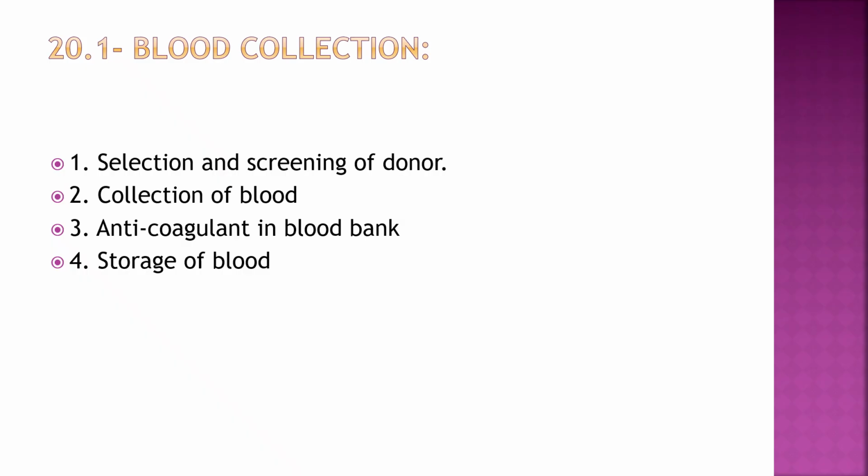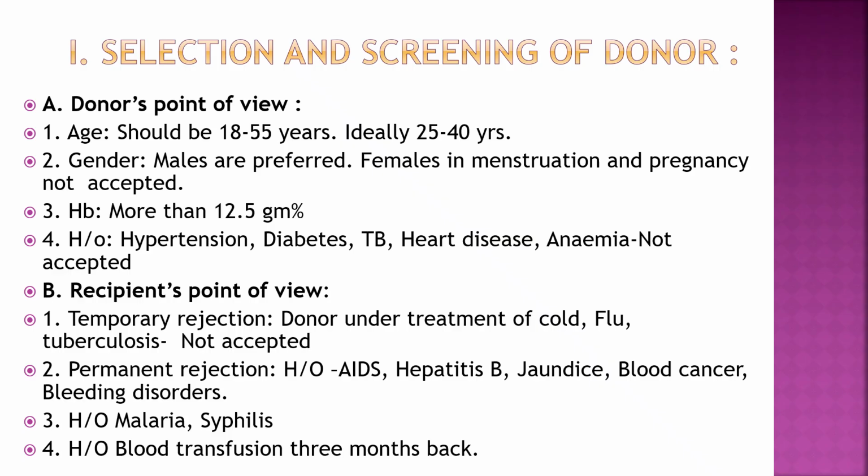Learning points are selection and screening of donor, collection of blood, anticoagulants, blood bank, and storage of blood. Selection and screening of donor. First, from the donor's point of view: age should be 18 to 55, ideally 25 to 40 years. Regarding gender, males are preferred; females in menstruation and pregnancy are not accepted. Hemoglobin should be more than 12.5 gram percent. A history of hypertension, diabetes, tuberculosis, heart disease or anemia is not accepted.